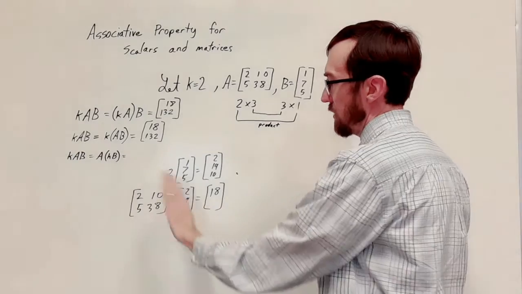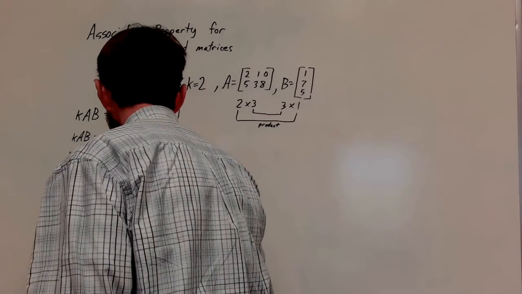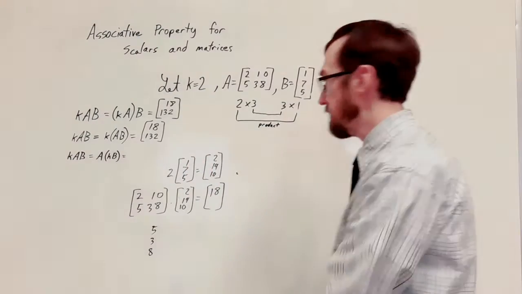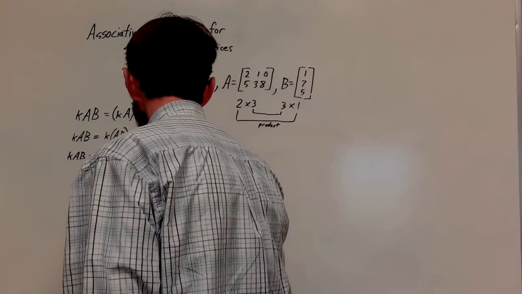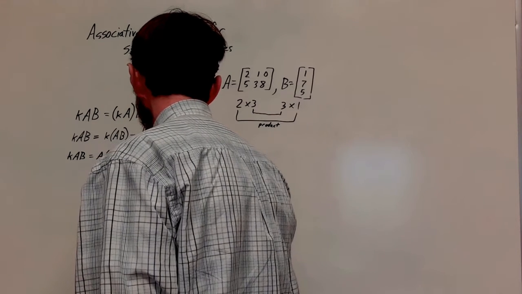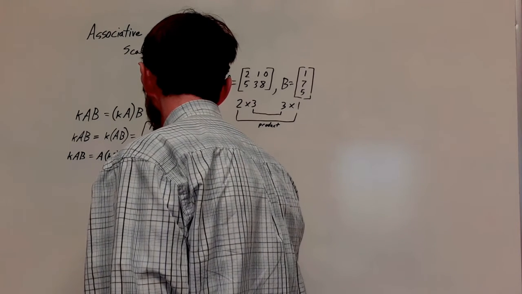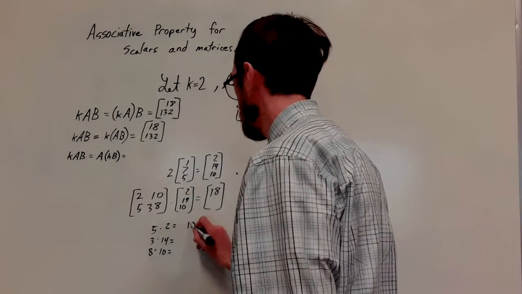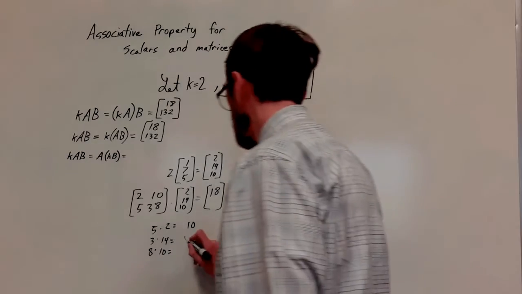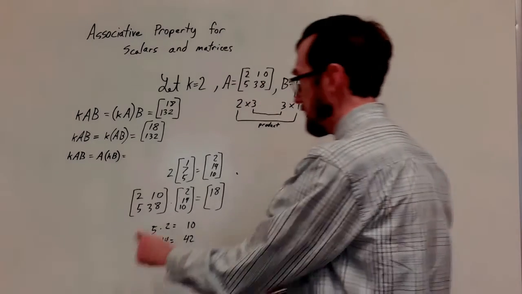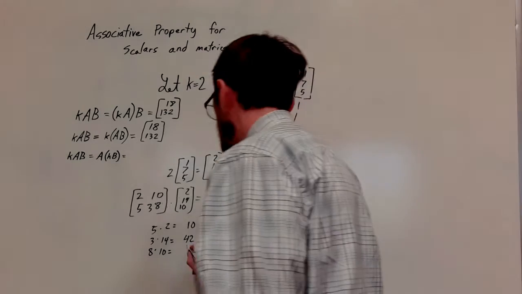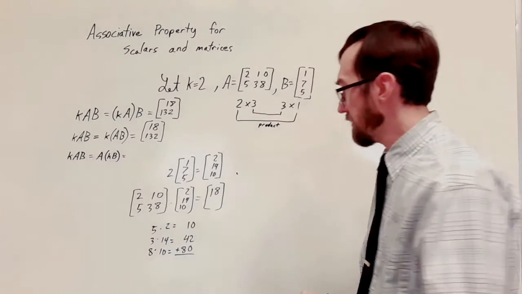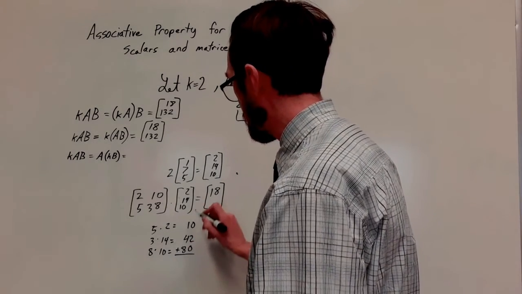I'm going to take my second row and set it upright. And I'm going to multiply by this column. I have 2 times 5 is 10. 3 times 14 is 42. And 8 times 10 is 80. Adding those together, I get 132.